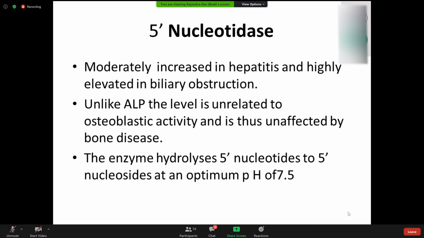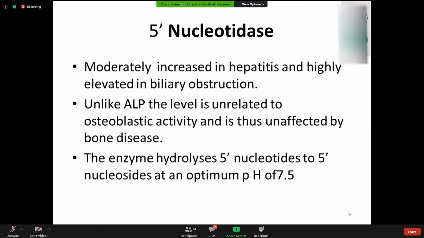Suppose a patient is only 15 years old, there is a chance of a high level because of bone. If the patient is 65 years old, there is another chance of a high level. But rather than alkaline phosphatase, if we measure 5-nucleotidase, it is not related to osteoblastic activity. It is related to obstruction, especially biliary obstruction.